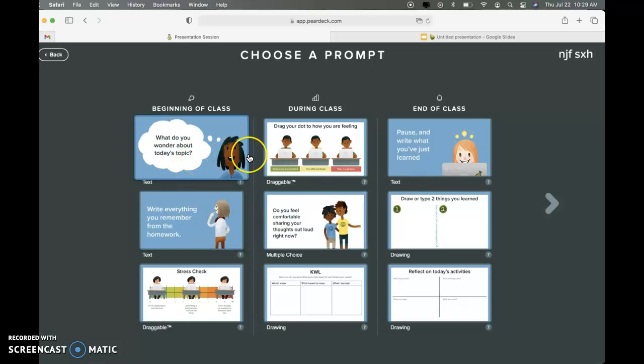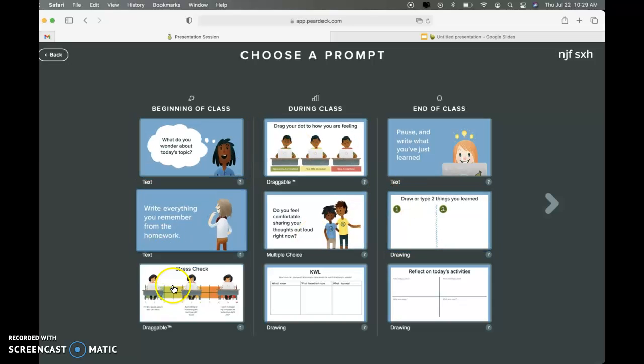What do you wonder about today's topic? So we could create their own topic on the board and then give them time to think about it. And then, like if we did homework the night before, they could write what they remember from the homework.